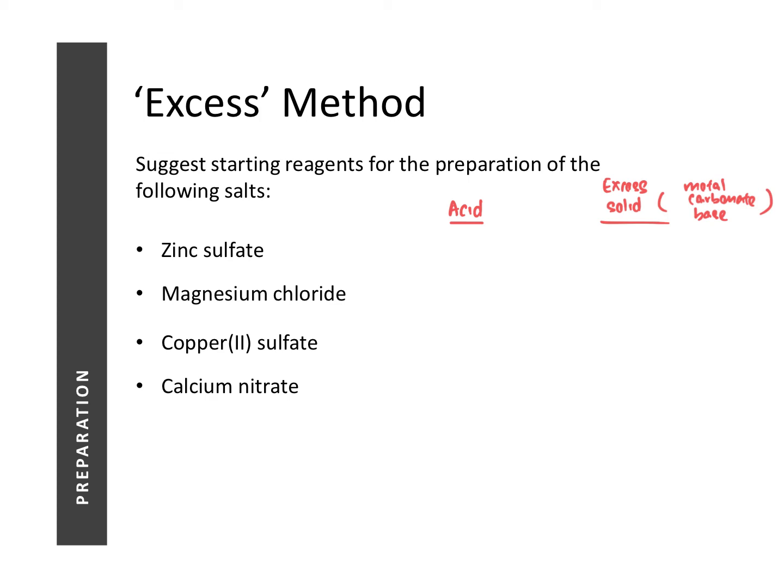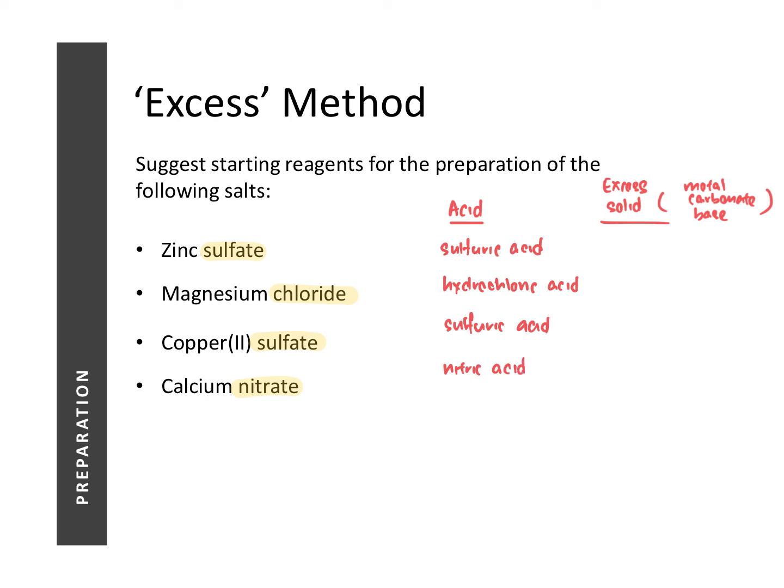If you can recall, in acids and bases, we learned that the salts that are formed contain a cation and an anion. The anion comes from the acid. So to know which acid to use, we just need to look at the anions. That will tell us the acid that we should be using. So for zinc sulfate, we need to use sulfuric acid. For magnesium chloride, hydrochloric acid. For copper 2 sulfate, again sulfuric acid, and then for calcium nitrate, nitric acid.